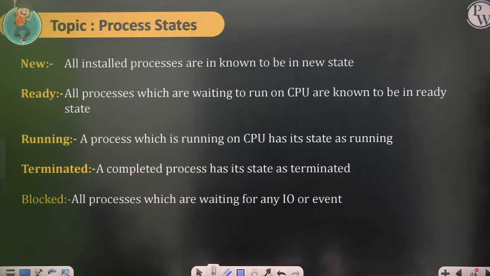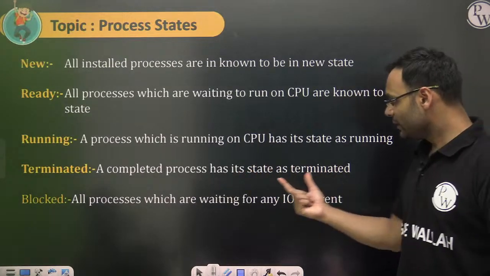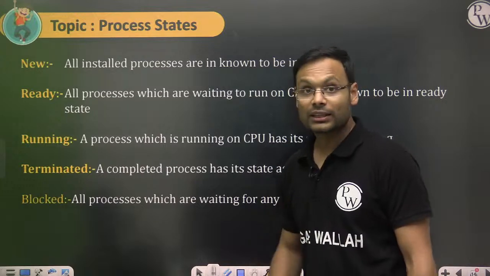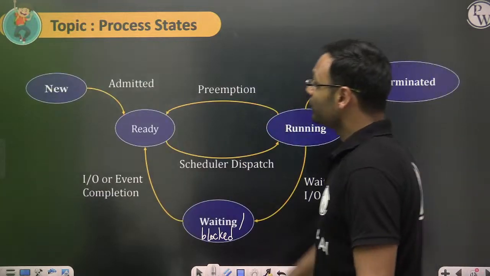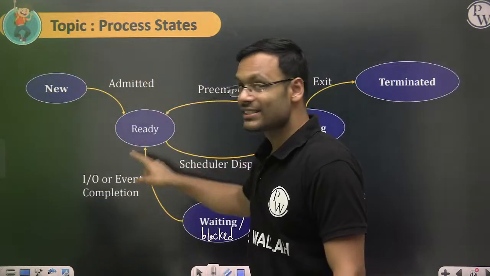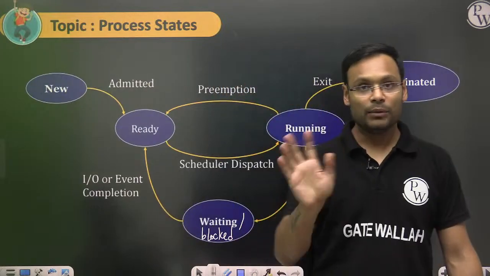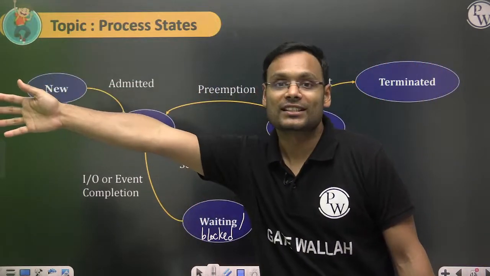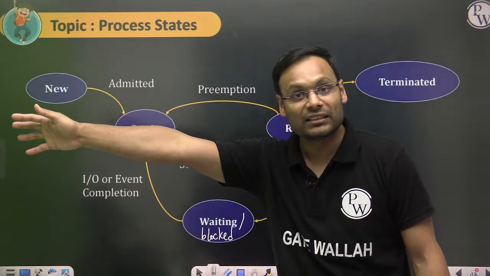Fine. A completed process has its state terminated. All processes which are in waiting state, IO or event. Now look at this. Whenever a process comes from new to ready state, the process comes into main memory. Before that, it was not in main memory RAM. It was stored in your disk, secondary memory, somewhere.